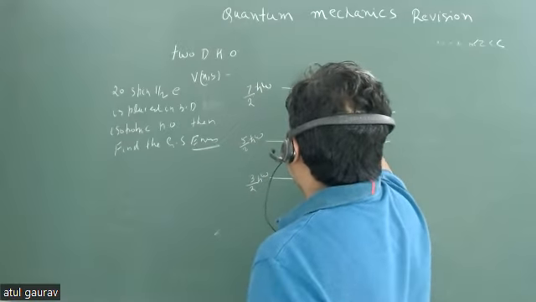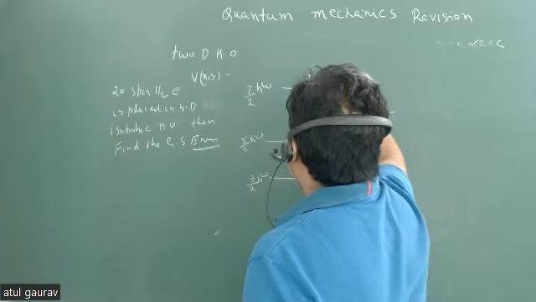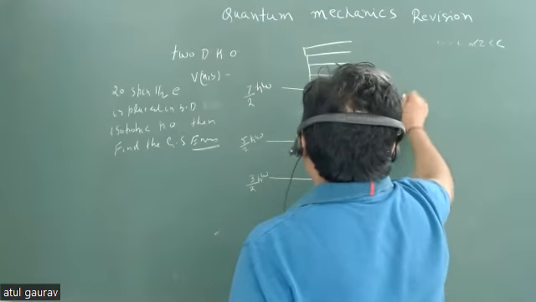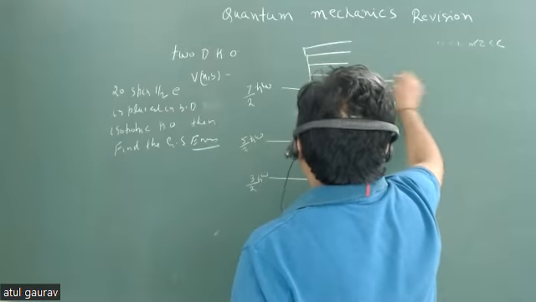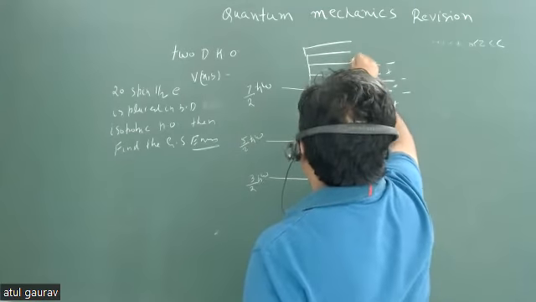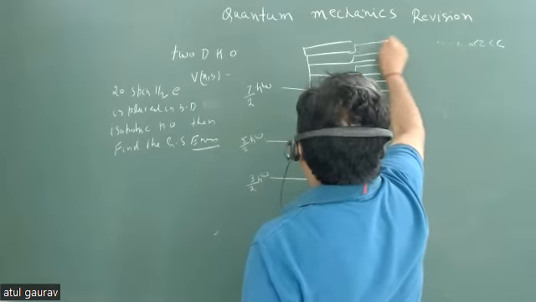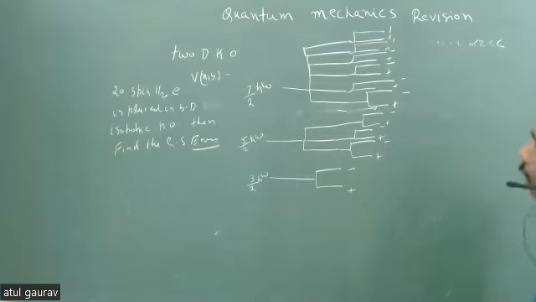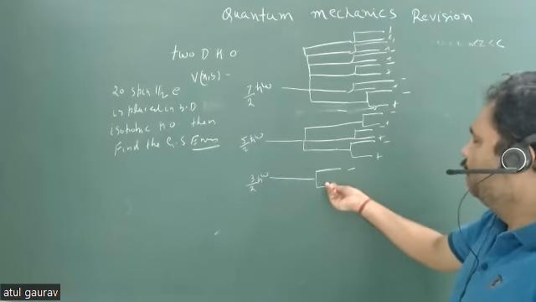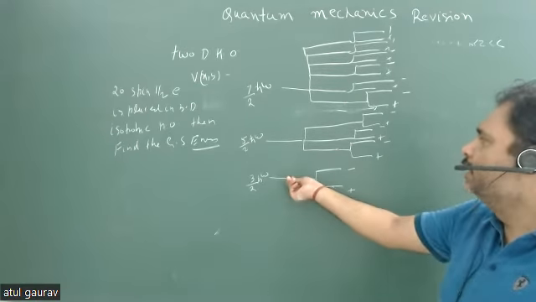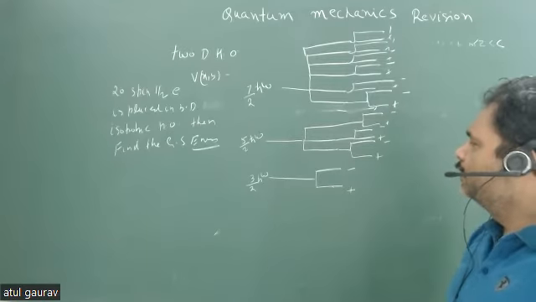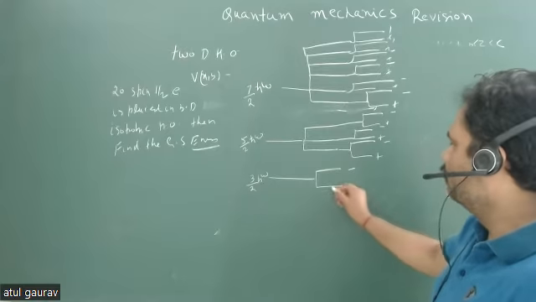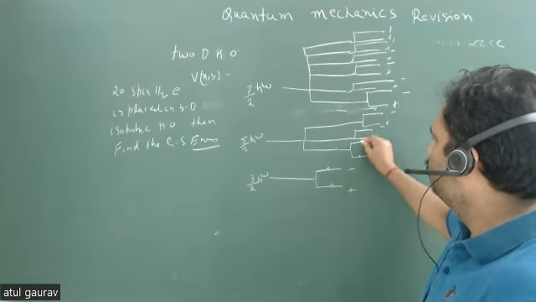So you can go for something like this: again plus minus, again plus minus, again plus minus. Now you can see, this is a quantum state, this is an energy state. In each and every quantum state, how many electrons can be there? Only one electron can be there.